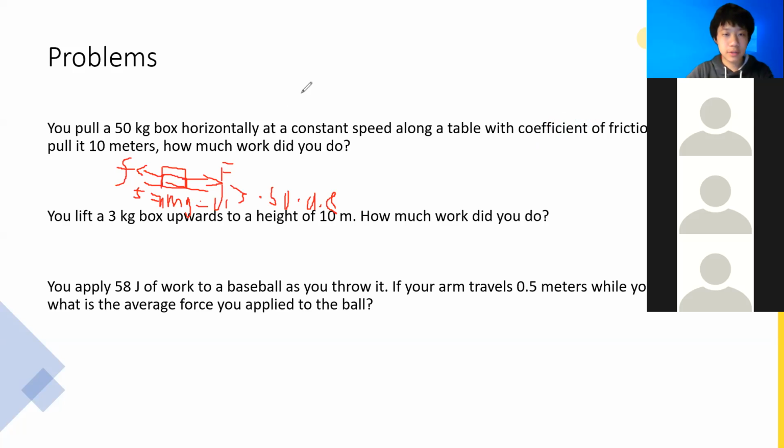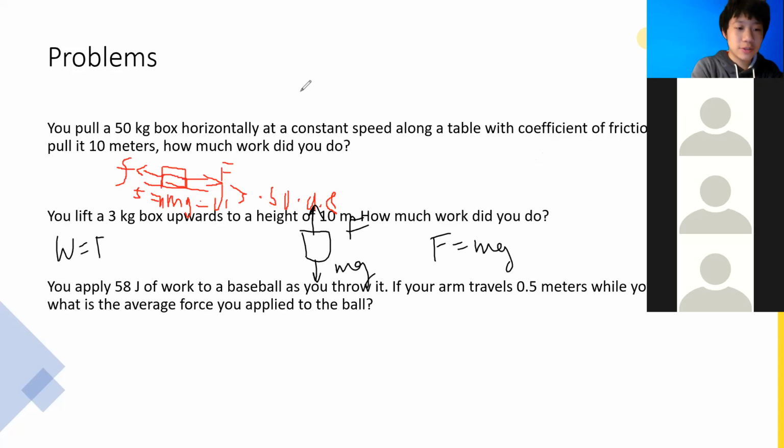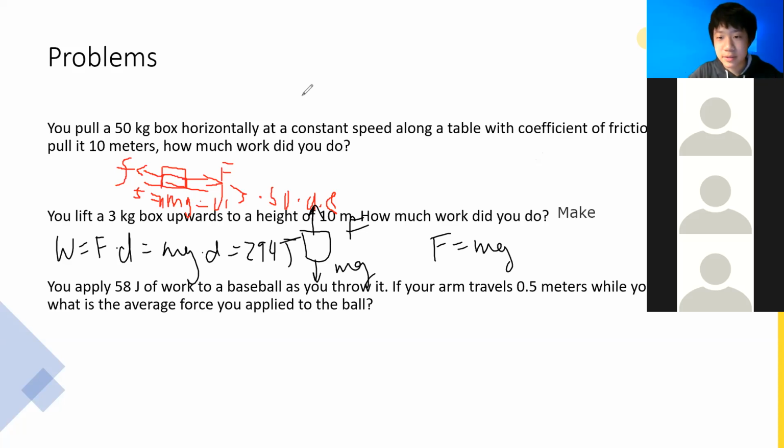So for number 2, I'm going to explain this one. So you lift a 3-kilogram box upwards to a height of 10 meters. How much work did you do? Well, if you're pulling upwards, you're going to apply some kind of force, and then gravity will counteract this. So your force will have to equal mg, and using the work equation, work equals force times distance. So work equals mg times d. So what is that? 3 times 9.8 times 10. So this is going to equal 294 joules. Okay. So now for the last question, Fiona will explain the answer.